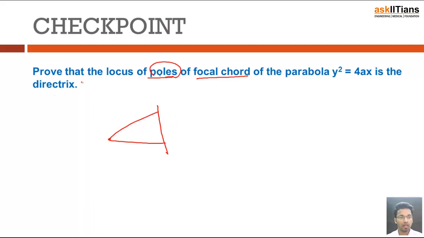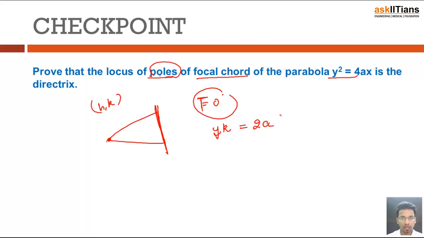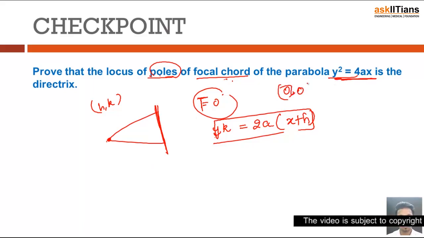So here let the pole be h comma k. Now from an external point we know the chord of contact, the equation of this will be T equal to 0. By now you must be familiar with this, what is T equal to 0. So in this parabola we will say y into k will be equal to twice a into x plus h. Now since this is a focal chord, this will be passing through the focus, and the focus of this parabola will be a comma 0.